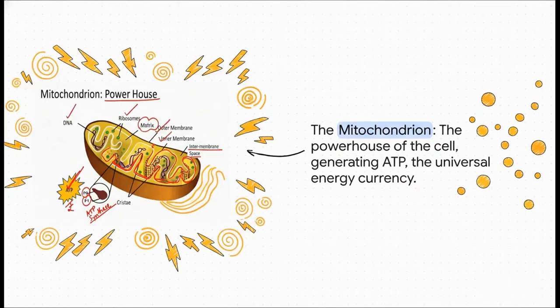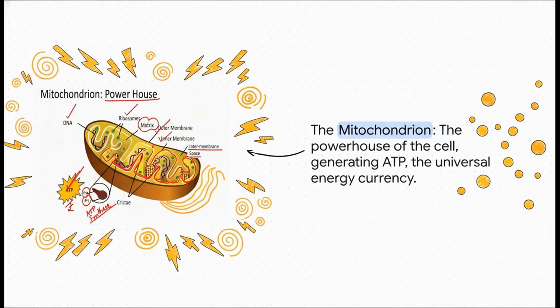Right, but a factory this busy needs power. A lot of power. And that's where this guy comes in, the mitochondrion. You've probably heard it called the powerhouse of the cell, and that is exactly what it is. This is the organelle that generates ATP, the energy currency that pays for literally everything the cell does.